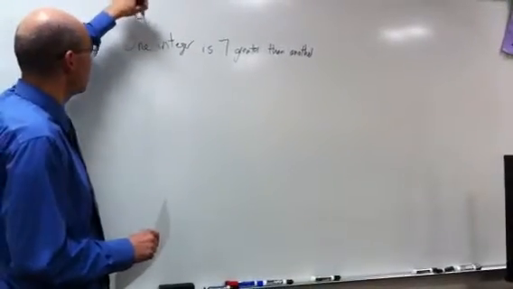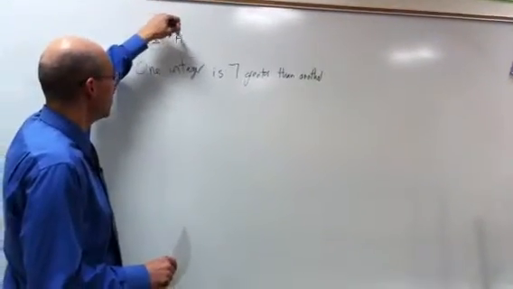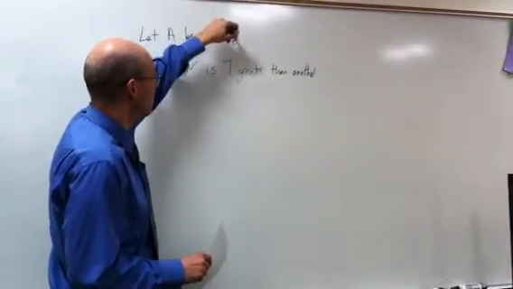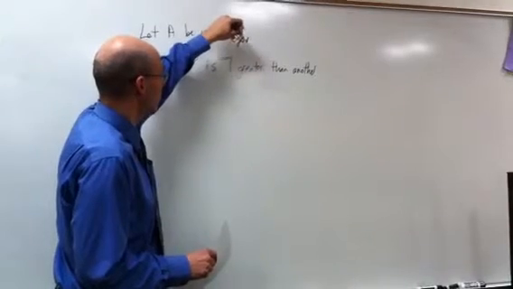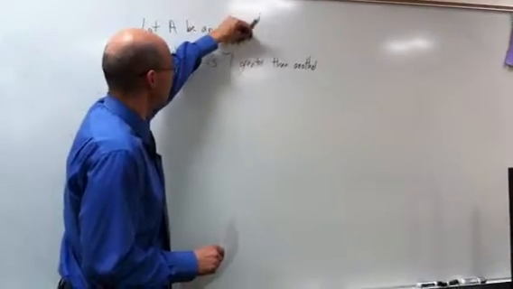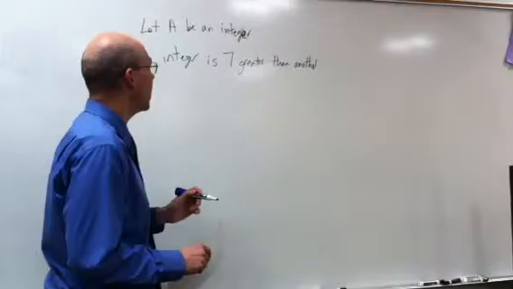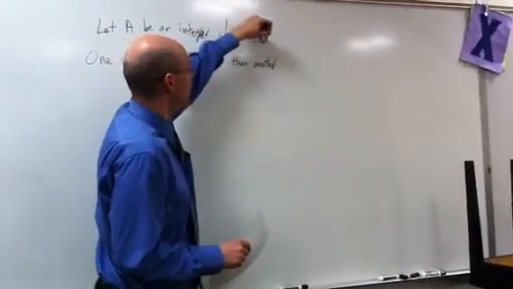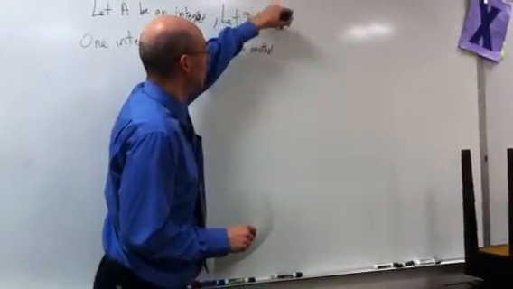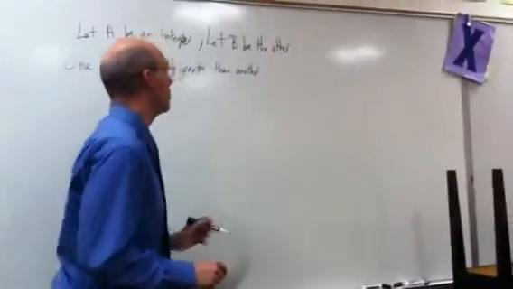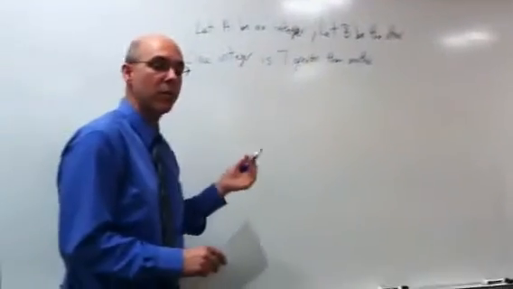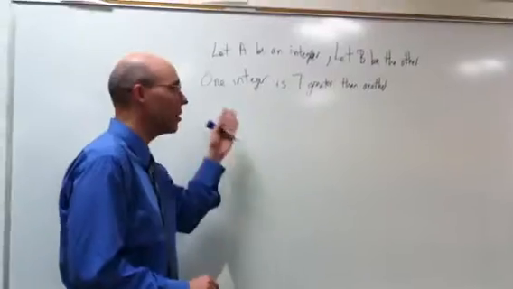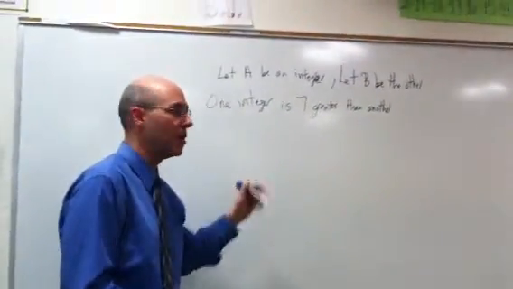We're going to call the one integer a. Let a be an integer. Okay, and we're going to say let b be the other integer. Okay, so we got two letters, two variables that are going to define our numbers, our integers that we're talking about. So now we're going to have to just translate this sentence into math.